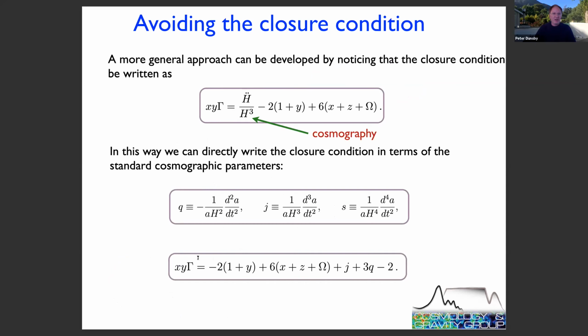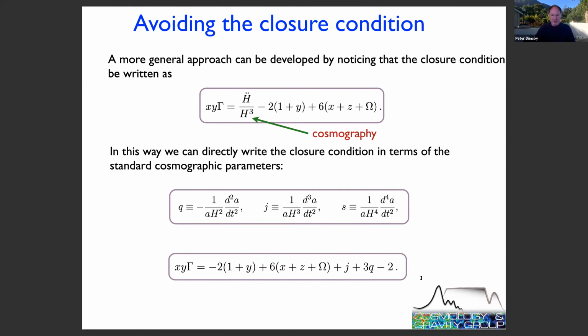The issue, though, as I mentioned, is this closure condition. And one way of trying to avoid this closure condition is by using cosmography. So you can write the gamma parameter directly in terms of the dynamical systems variables, together with a term which can be pinned down by the choice of cosmography. So basically the second derivative of the Hubble parameter. If you write that in terms of the standard cosmographic parameters, you see that gamma can be written directly in terms of the original dynamical systems variables together with the deceleration parameter and the jerk parameter, and they, of course, will then be coupled with a full hierarchy of cosmographic terms.